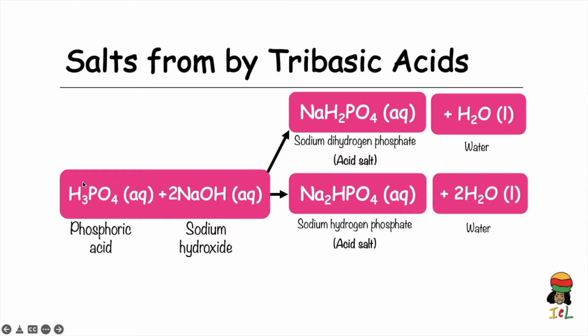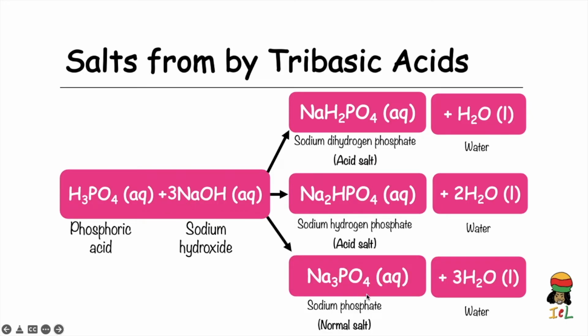And the third option happens when all three hydrogens have been replaced by the sodium. Of course, this results in a normal salt because there are no more replaceable hydrogens from the acid in the molecule for the salt. So this, of course, is sodium phosphate.